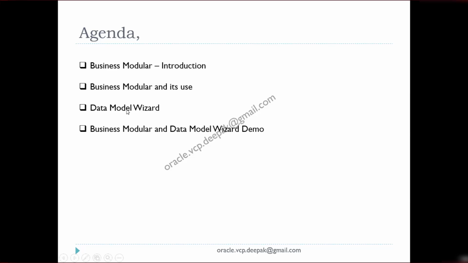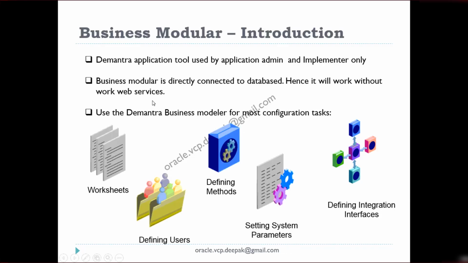So we'll go through that then. What is meant by business modular? The business modular is a tool which is used by admin and implementer, where all the configurations and all the setups can be done. This business modular is directly connected to the database, and it is not something for which we need to start the web server. So if the web server is down, you can still connect to the business modular.